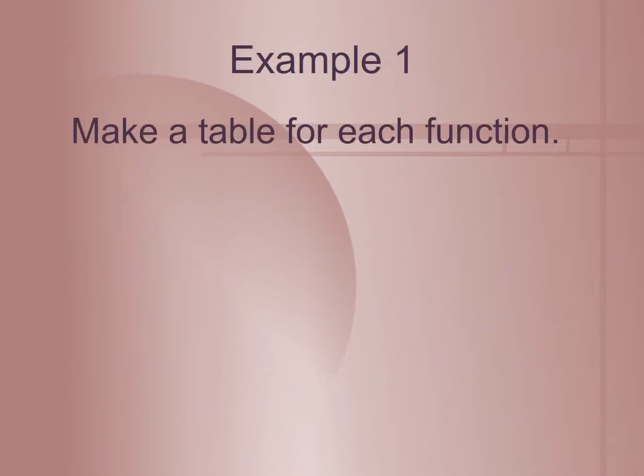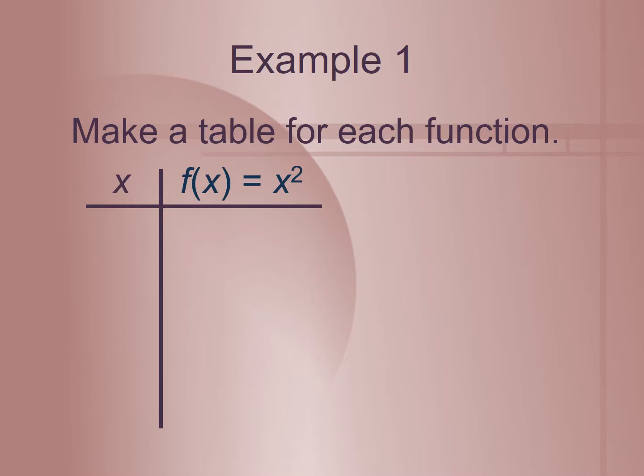So for our first example, we'll make a table for the function. And our function is f of x equals x squared. So this is the parent function for a quadratic function. So we'll start with 0, which gives us 0, 1, which gives us 1, negative 1, which gives us 1, 2, which gives us 4, and negative 2, which gives us 4 as well.